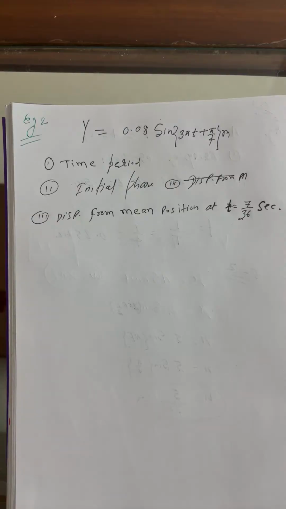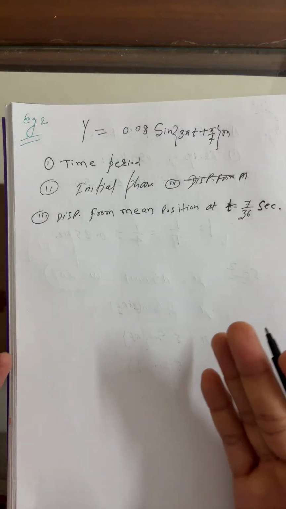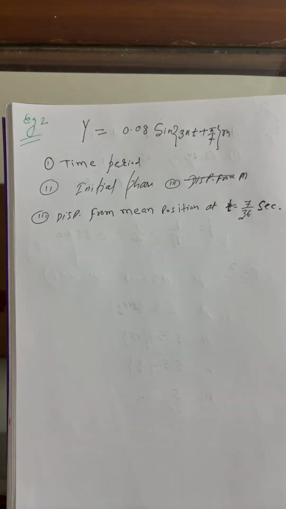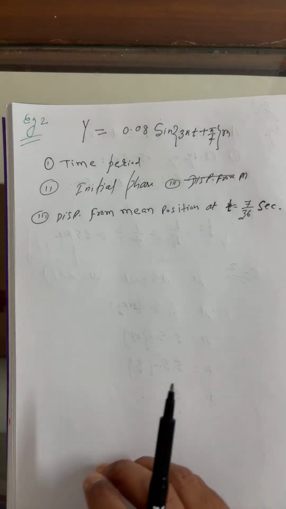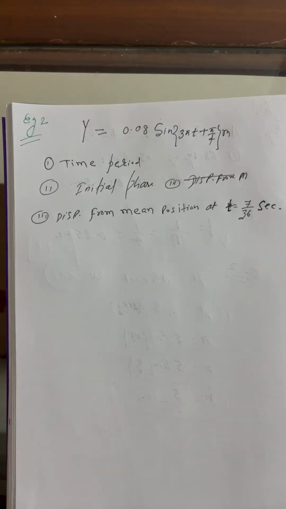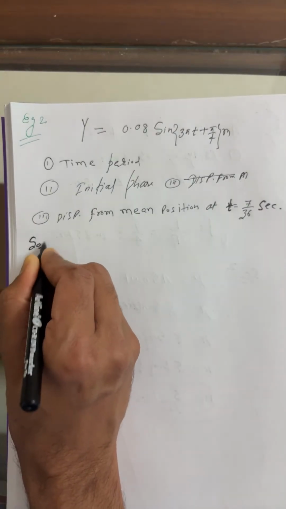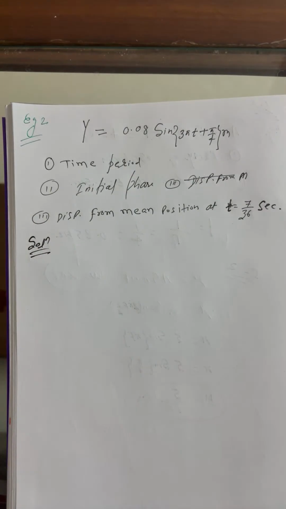Okay, now students, this is a question. Again I'm repeating once. The equation of SHM is mentioned: y equals 0.8 sine (3 pi t plus pi by 4) in meter. Find the following: first, time period; then initial phase; and third, displacement from mean position at t equals 7 by 36. Now I'm going to solve these questions one by one.